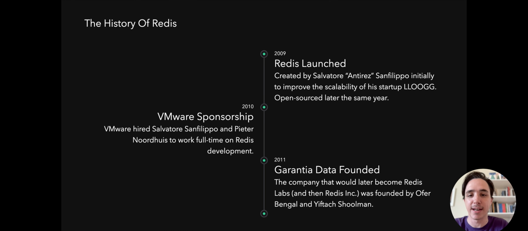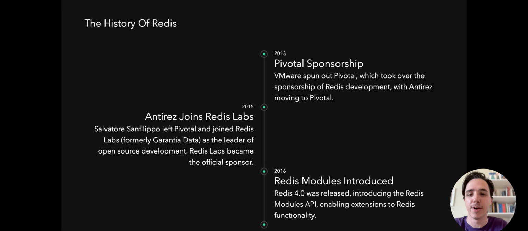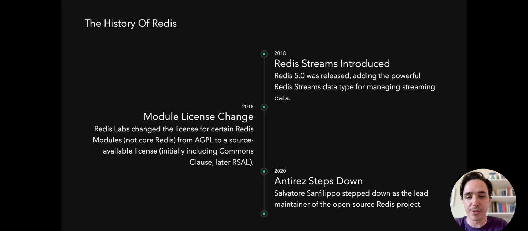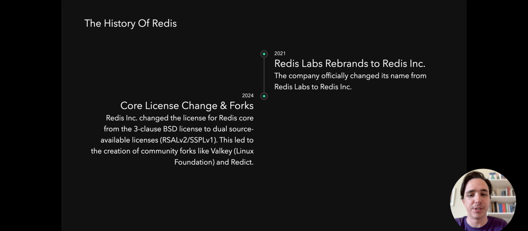It all began in 2009 when Salvatore Sanfilippo created Redis. Over the next few years, it gained traction and VMware sponsored its development starting in 2010. Over the years, Redis saw multiple improvements and changes to its license, and I believe today it's even open source again. So, how does Redis actually work?